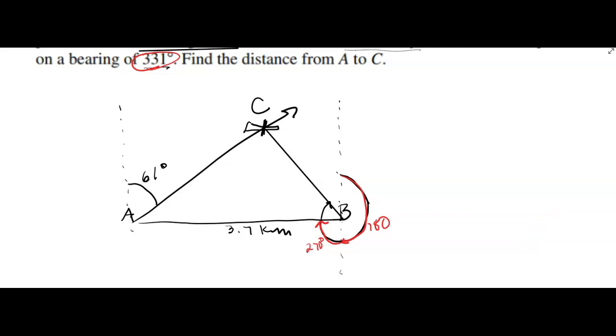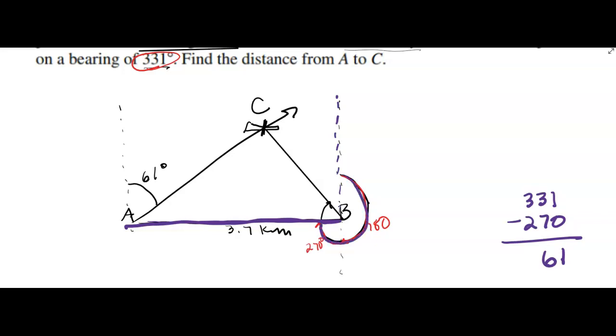No, I'll put it in purple. What's 331 minus 270? And do you know where we're getting that 270? Because this is an east-west line right here, so that's going to be perpendicular to your north. This is the north that we're taking our bearing from, and then you've got that east-west line that's perpendicular. So that's why we're going around 270 degrees to get to here.